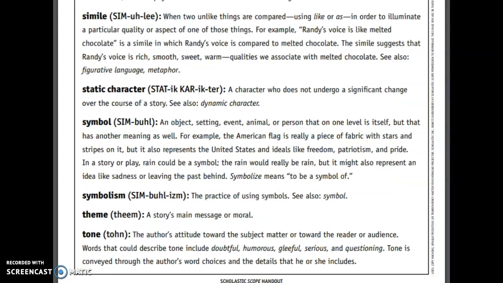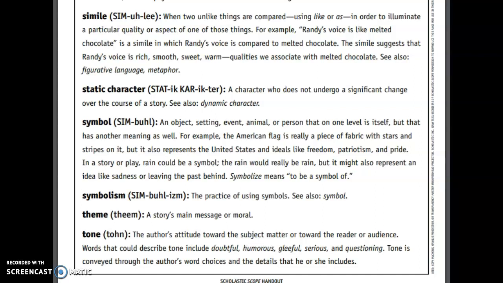Our next term is static character, a character who does not undergo a significant change over the course of a story. Next term is symbol. A symbol is an object, setting, event, animal, or person that on one level is itself, but that has another meaning as well. For example, the American flag is really a piece of fabric with stars and stripes on it, but it also represents the United States and ideals like freedom, patriotism, and pride.